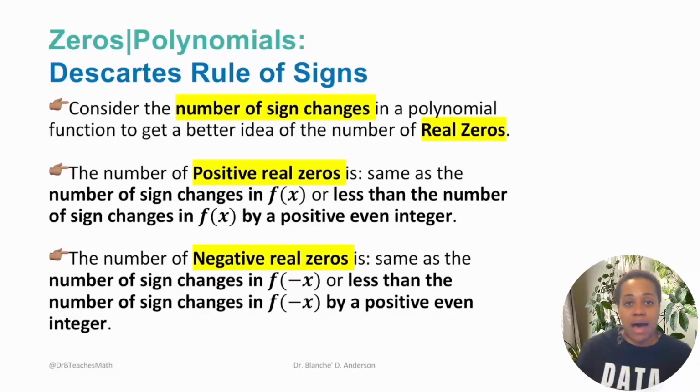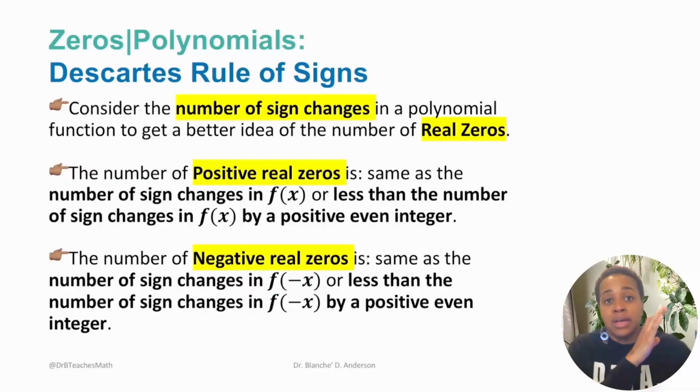So the number of positive real zeros is the same as the number of sign changes in f of x, or less than the number of sign changes in f of x by a positive even integer. I'm going to show you what that means, and I'm going to show you how to do it every single time. Don't try to memorize this. The number of negative real zeros is the same as the number of sign changes in f of negative x, when you plug in negative x for every x, or less than the number of sign changes in f of negative x by a positive even integer.